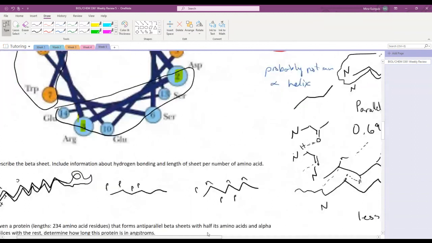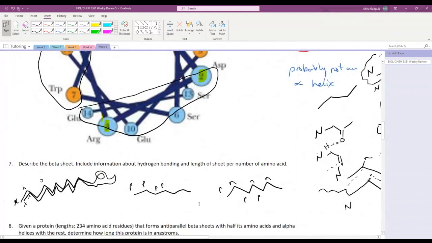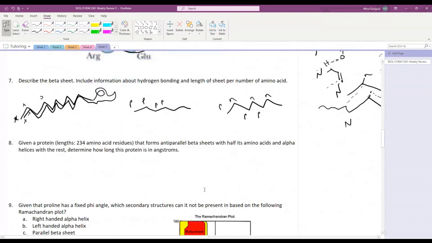Okay. So now we get the fun part. You're going to be getting a lot of math that's not very fun as we start going through this unit. So the very first question that I am giving you guys for this is hard. So given a protein with the various length, that should not be typo, that forms an antiparallel beta sheet with half its amino acids and alpha helices with the rest, determine how long this protein is in angstroms.